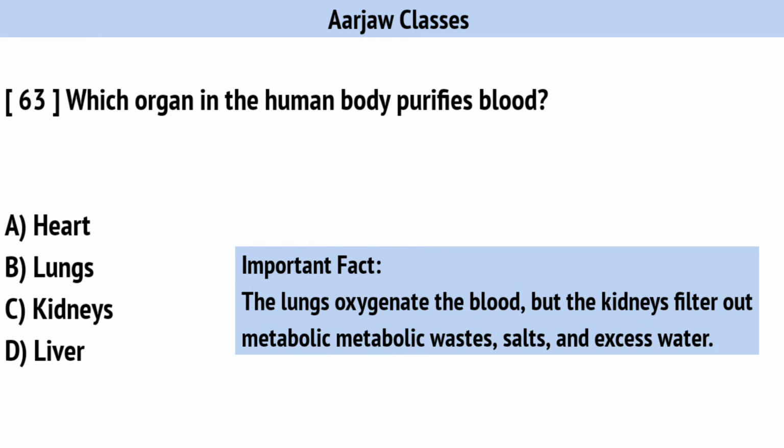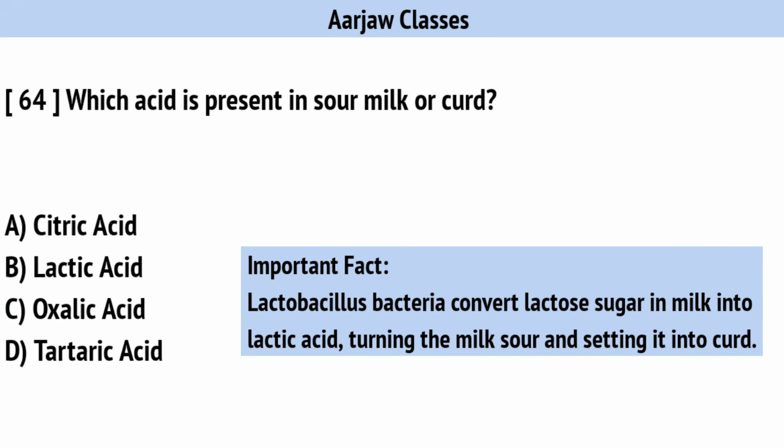Which organ in the human body purifies blood? Right option is C. Kidneys. Which acid is present in sour milk or curd? Right option is B. Lactic acid.